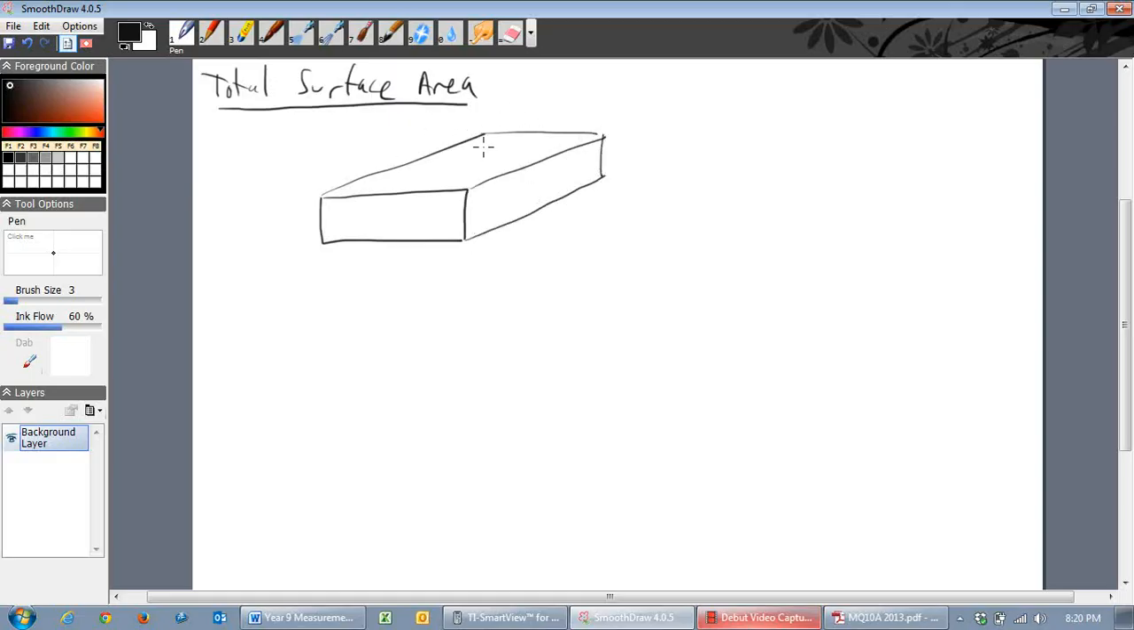We've got a three-dimensional shape, so I'll just draw the three dimensions in so you can see what's going on. We've got a three-dimensional shape like that. What we're talking about is the amount of area that's on the surface of that. So if you think of this as a block of wood, what we're talking about is if we were to paint all the sides, all the 6 sides of this block of wood, how much paint would be used.